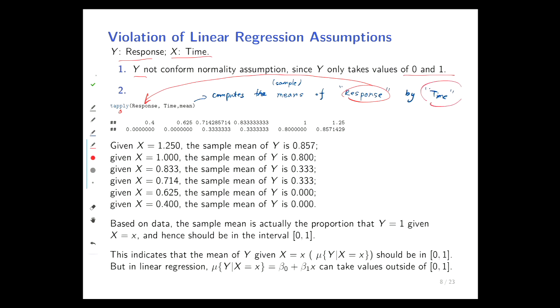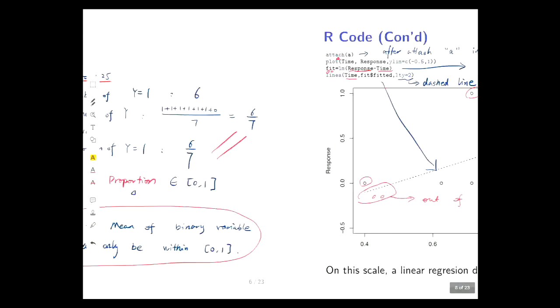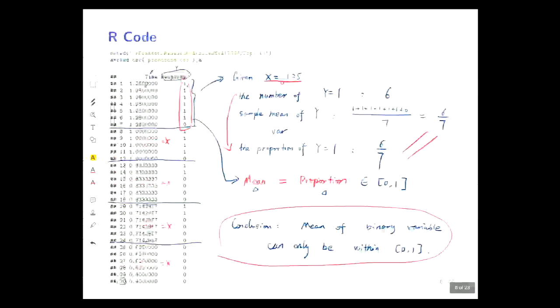So we consider given different time, so that's our second argument. And the third argument is exactly what we want to compute. Basically, this function realizes the idea we have used here. Given some specific value of x, we want to compute the sample mean of y.